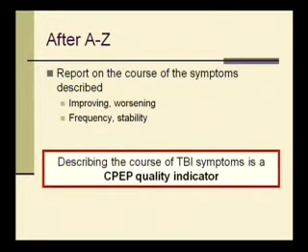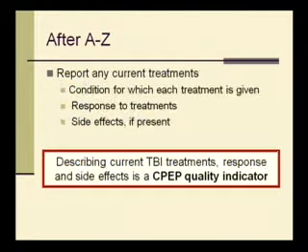After completing this portion of the patient's history, the examiner should report on the course of the symptoms described, stating if they are improving, staying the same, or worsening in severity. The examiner should also report the frequency of the symptoms and whether or not they are stable. Describing the course of the TBI symptoms is a CPEP quality indicator. The examiner should report any current treatments, the condition for which each treatment is being given, the response to treatments, and any side effects, if present. Treatments and response to treatments is a CPEP quality indicator for TBI.